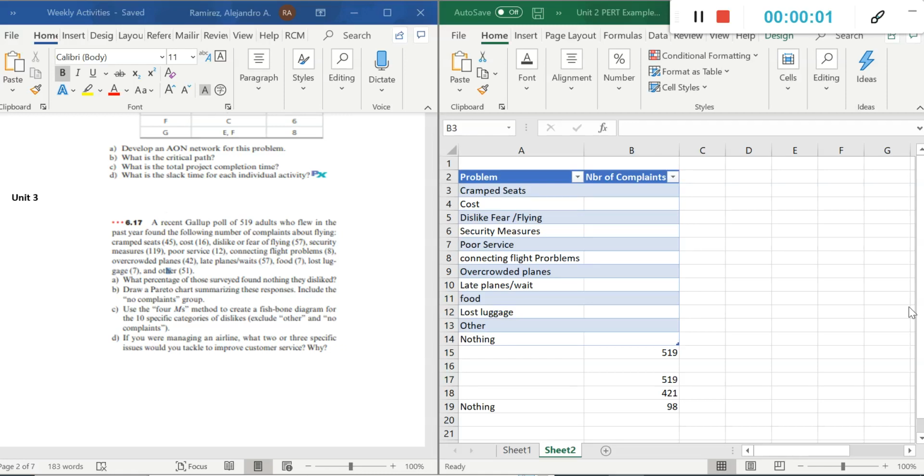So welcome everybody to unit number 3. In unit number 3, we're going to be solving this Pareto chart, and we're going to try to understand what the Pareto chart will help us with. So in this case, when we need to design a service, we need to understand what are the problems with it. And based on that, we will redesign it.